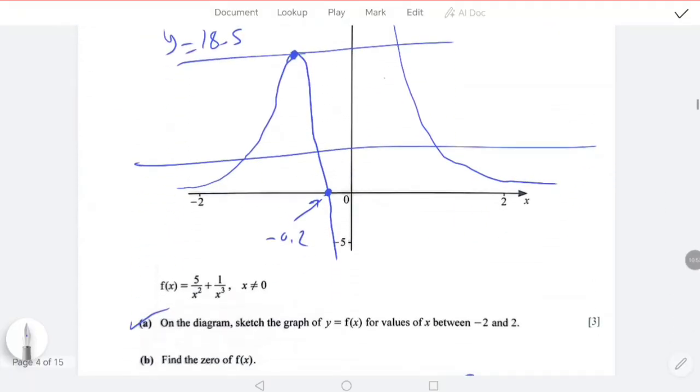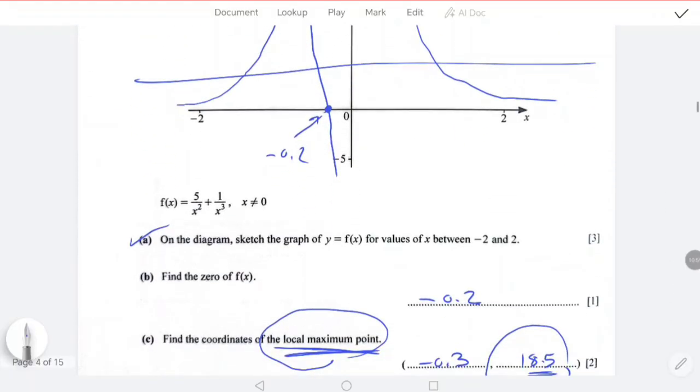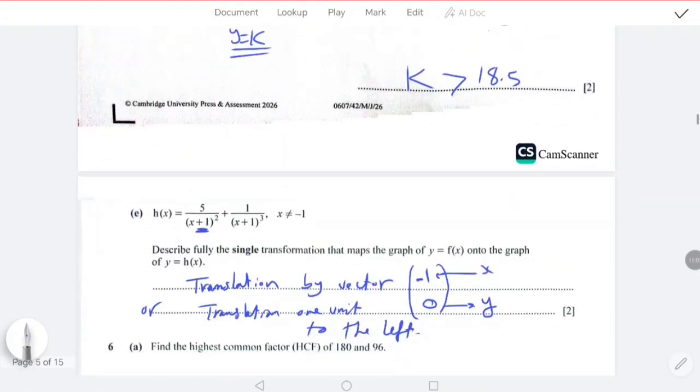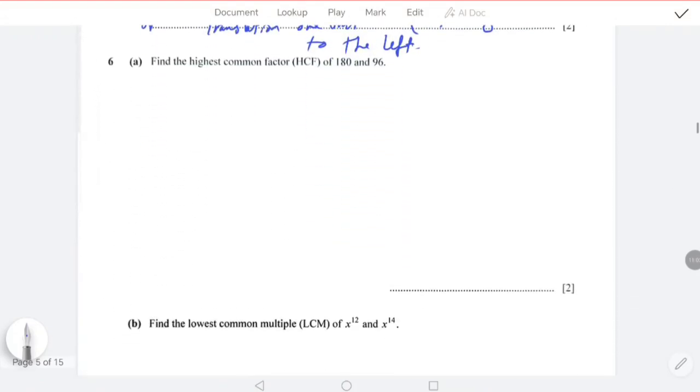Question 5, we did it already. Now, question 6, find the highest common factor, HCF, of 180 and 96. How can we do this type of question?